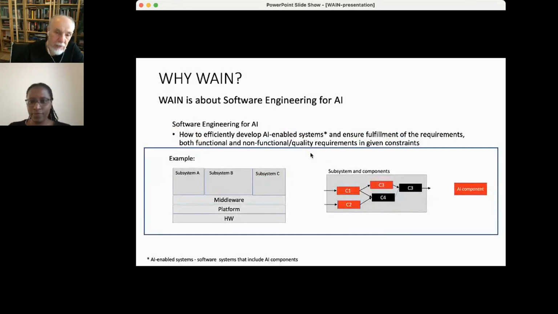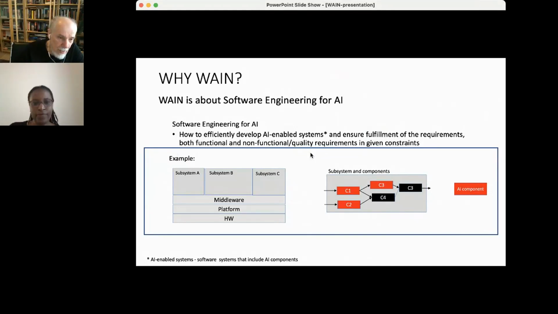But what I would like to say first, why WAIN? Why did we decide to propose such a workshop? WAIN is an abbreviation for Software Engineering for AI. So you can say that it is how to efficiently develop AI-enabled systems and assure fulfillment of the requirements. We mean by that both functional and non-functional requirements, so quality-related questions, within given constraints.